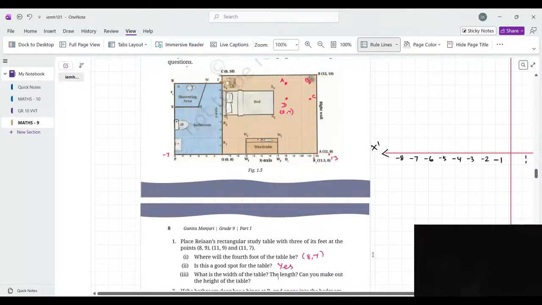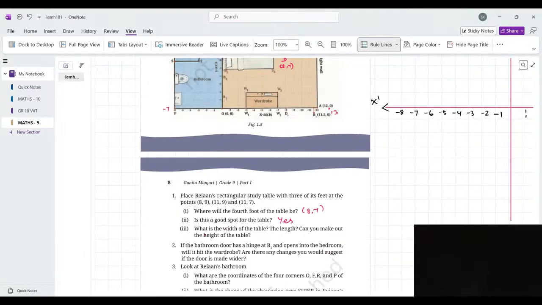Moving on to the next, third subdivision. What is the width of the table? The length. Can you make out the height of the table? Is it possible to show the height of the table on a 2D plane? Definitely, the height of the table cannot be shown. So this is going to be no. Let us find out what is the width and length of the table.